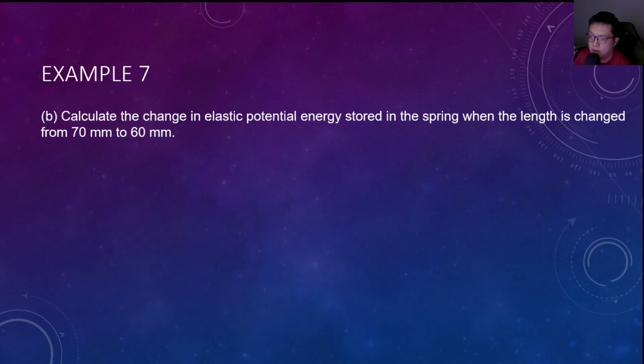Next, you're asked to calculate the change in EPE when the spring length is changed from 70 mm to 60 mm. You might think that because length has changed by 10 mm, I just use half kx squared, where x will be 10 mm. You can't do that, because you have to take the initial total EPE minus the new EPE.